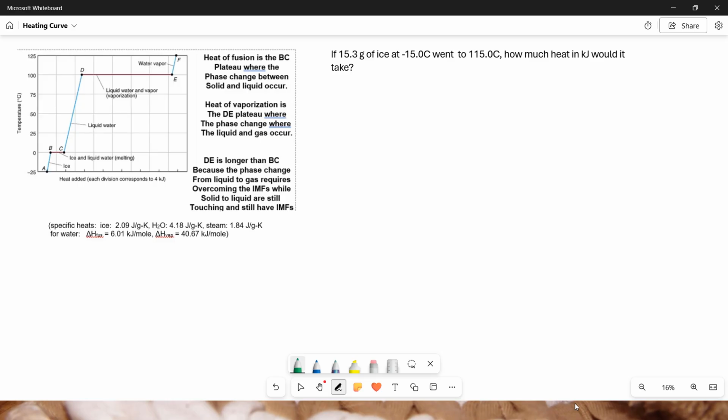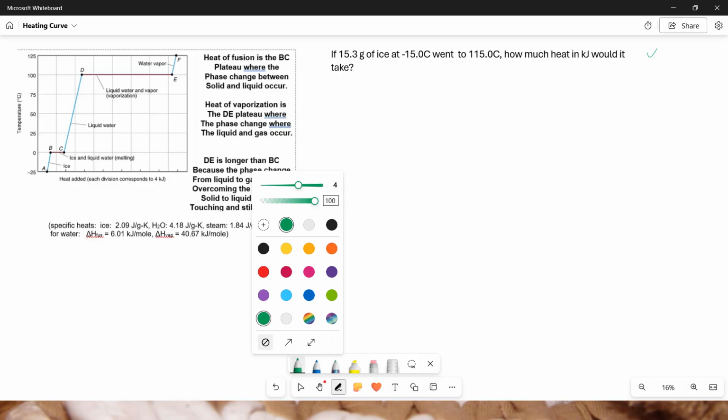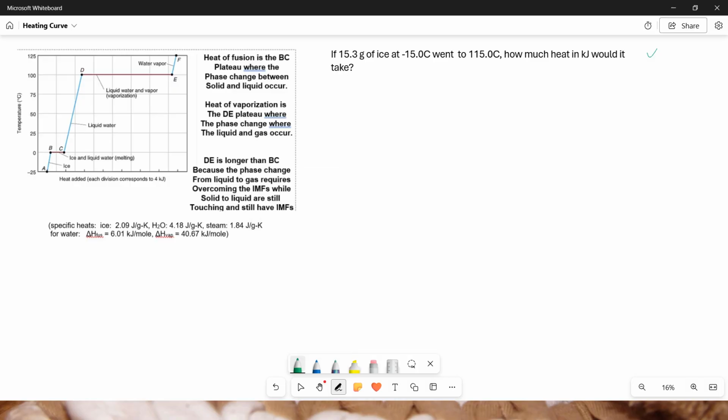This is going to take several steps because if we look at the problem set over here, it says if 15.3 grams of ice at negative 15 degrees Celsius went to 115 degrees Celsius, how much heat in kilojoules would that take? Now, I have a chart here that I want to use to explain what's going on. We're starting down here in the ice phase for water. We are going up here in the vapor state for water.